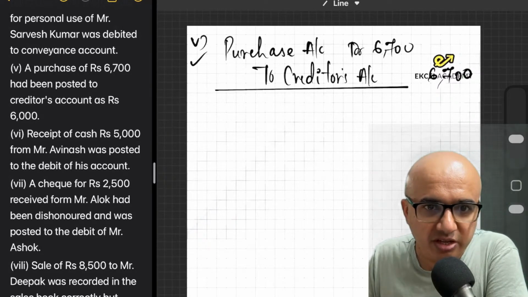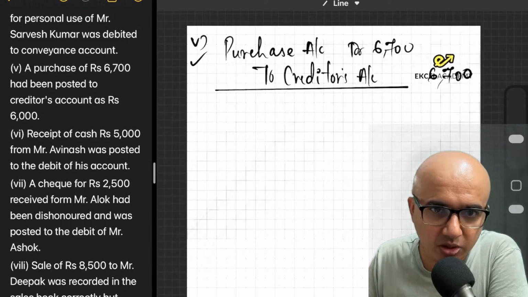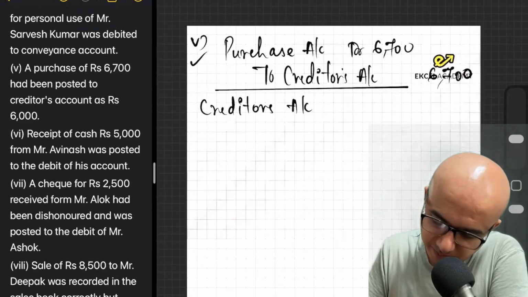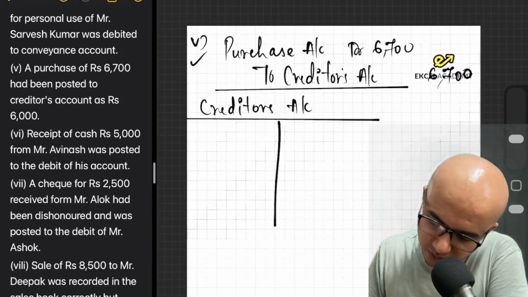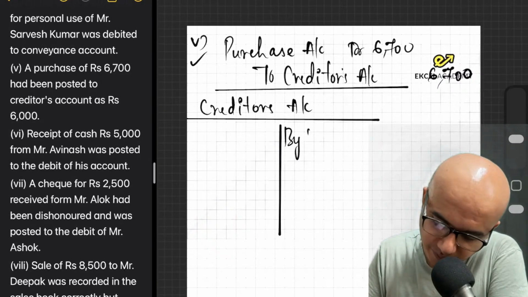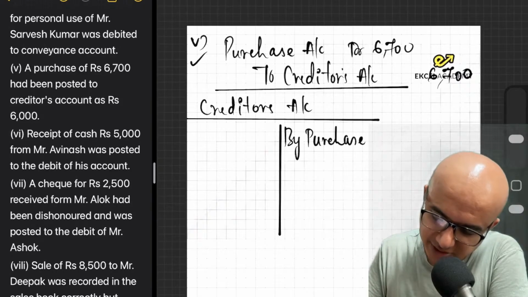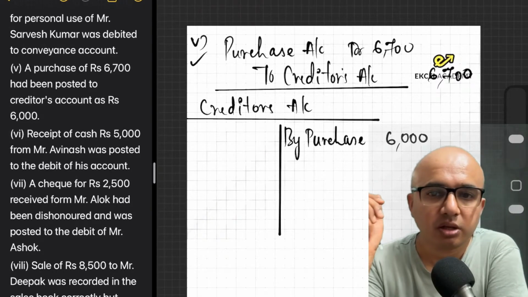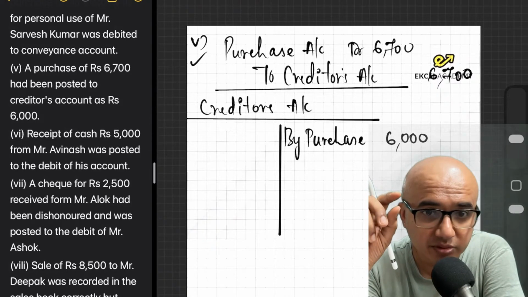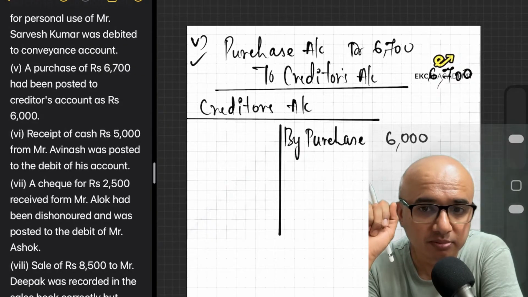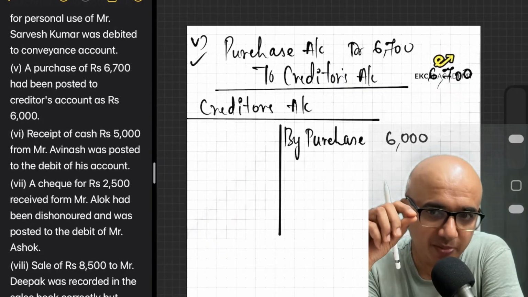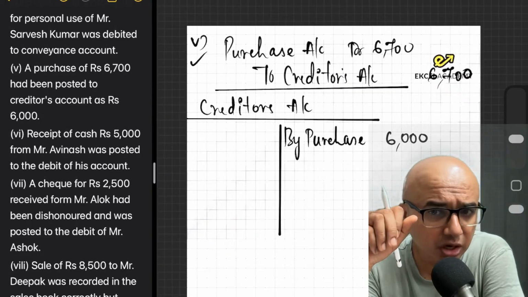Okay. So the mistake here is happening in the creditor's account only. So I'll just draw creditors account. That is the ledger. Now since creditors account has been credited, it will appear on the credit side of the account, by purchase, and there they made a mistake while entering the amount. Instead of writing 6,700, they have written 6,000. That is 700 short. Now how do we rectify? So there is a credit balance mistake. There is a shortage in credit balance, or credit has been undercast to the extent of 700.